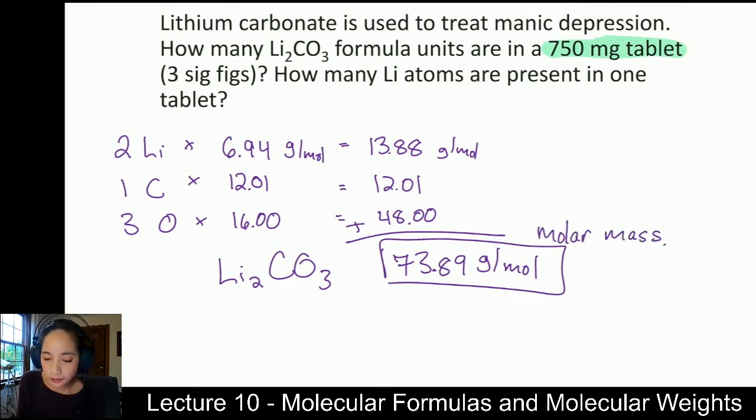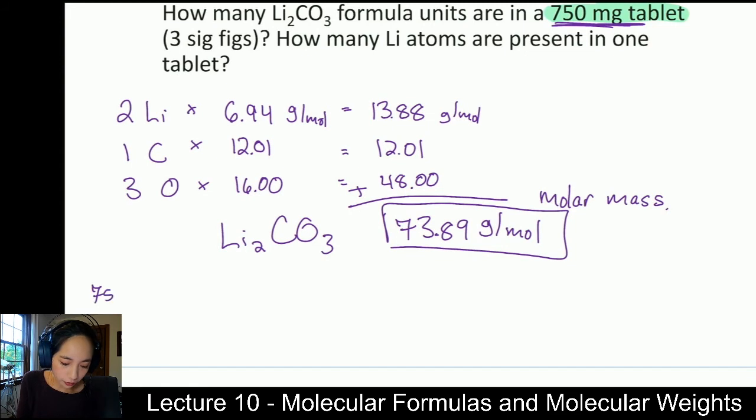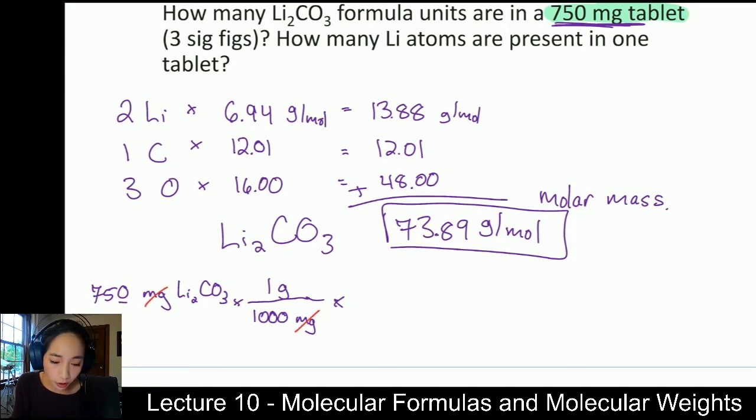All right, so there's our molar mass of lithium carbonate. Using that quantity, we can get out of the mass, the gram mass that we're starting with. Because we're starting with 750 milligrams of the tablet, which is lithium carbonate. I don't want to be in milligrams, I want to be in grams. So there's 1,000 milligrams in 1 gram. Now you see, instead of milligrams, we're in grams. So now I can use that molar mass that I just got.